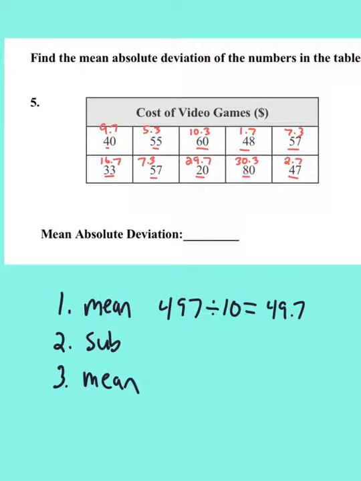We subtracted. Now in step 3, we have to find the mean of those numbers in red. So we've got to add up all of those 10 numbers. And if you add them up, they add up to 121. Divide that by 10 because there's 10 of them. And you get the mean absolute deviation of 12.1.